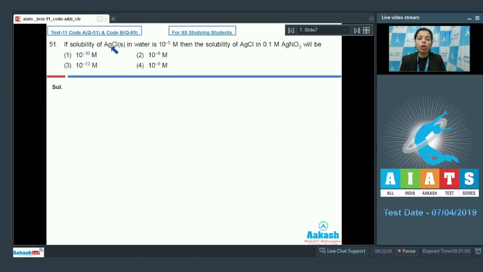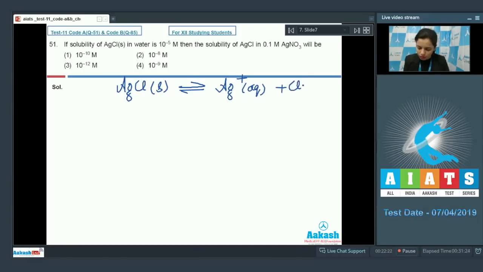Question number 51. If the solubility of AgCl in water is 10 raised to the power minus 5 molar, then the solubility of AgCl in 0.1 molar AgNO3 will be. In this case, first we have AgCl. Ag+ ion in aqueous solution you will obtain. Cl- ion also is here.